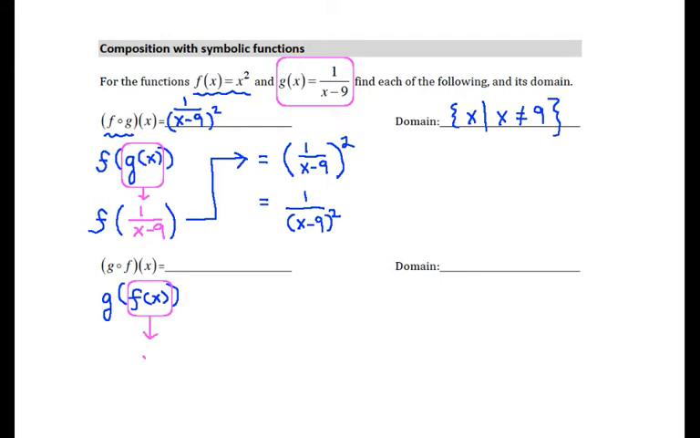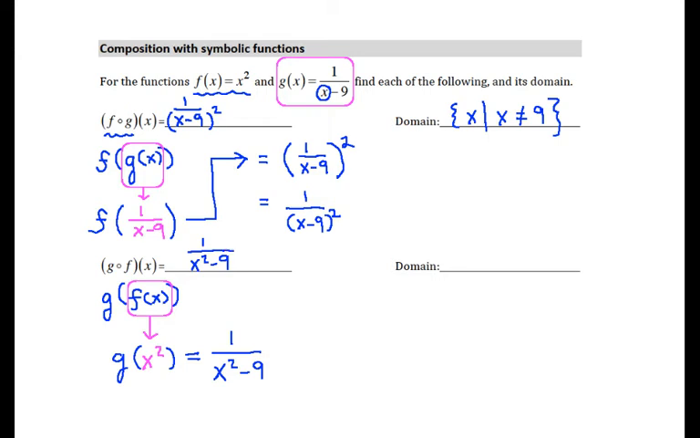So f of x is the same thing as x squared, and this is still in parentheses, still as input to the function g. The function g has an x in the denominator. All I need to do here is wherever I have an x in the formula for g, I will put x squared instead. That will get me g of x squared. So this function is 1 over x squared minus 9.